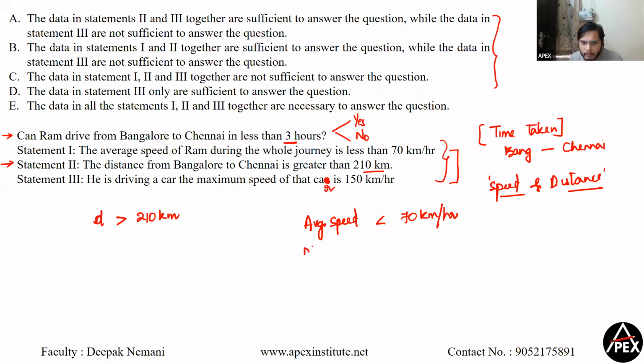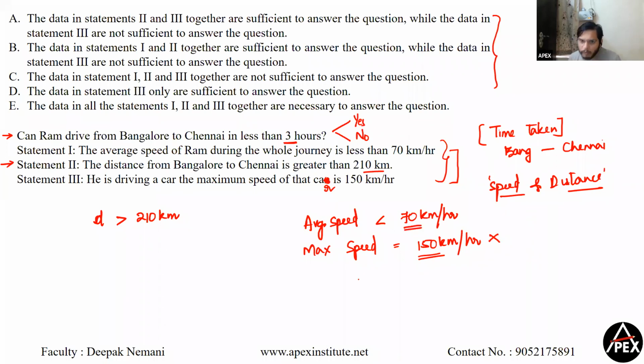And we are given the maximum speed is 150 kilometers per hour. Now tell me, I have a doubt, guys. Can I say that Ram is driving from Bangalore to Chennai with a speed of 150 kilometers per hour? Are we sure? No, this is the maximum speed. For some stretch in between Bangalore to Chennai, he has touched a speed of 150 km/h. So with maximum speed, I can't do anything.